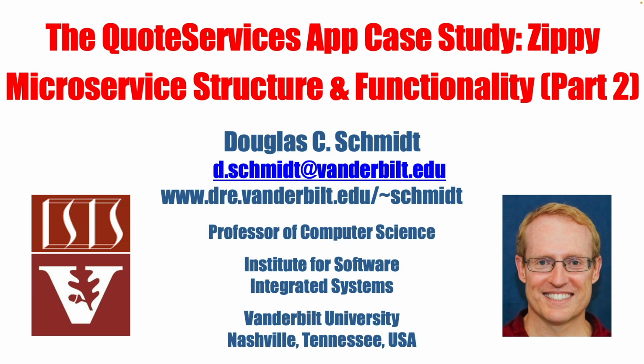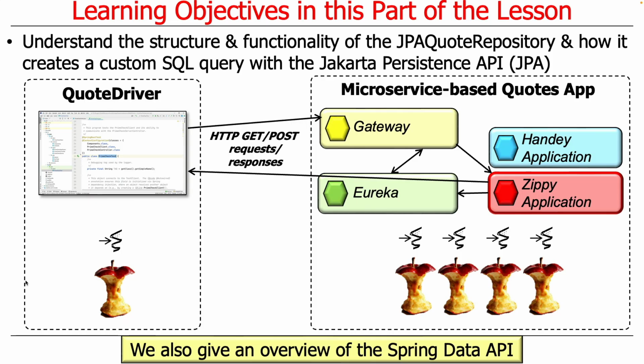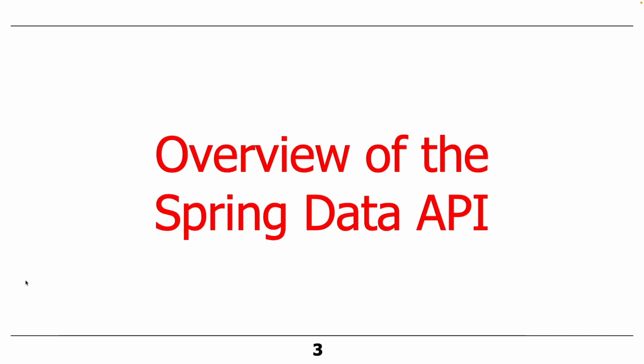So now that you've seen a little bit about how we can use JPA to implement some of the methods very declaratively, not a whole lot of code to be written, let's take a look at how we sometimes need to write custom queries and the means by which you do that using the programming APIs that come with Spring and the JPA. And we're also going to give a bit more of an overview of the Spring Data API.